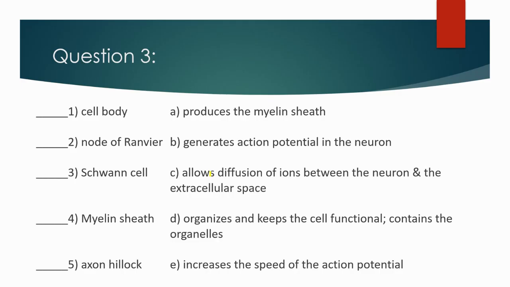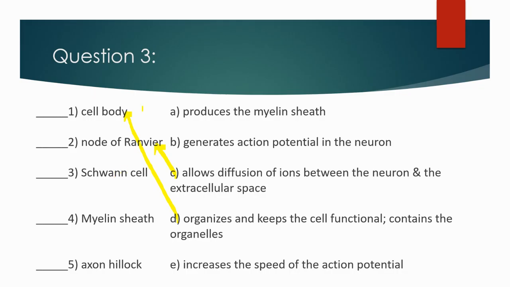So let's just take a second and match up our cell parts. So the cell body was the part that contained the nucleus and the organelles, and so that's going to be D. The nodes of Ranvier, that's going to be the areas on the axon that are not myelinated, they're uninsulated, and they actually have lots of ion channels, so they are going to allow for the diffusion of ions.